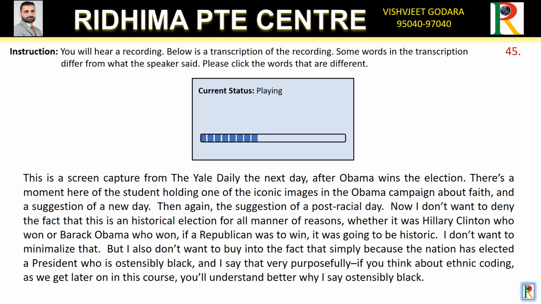Now, I don't want to deny the fact this is an historic election for all manner of reasons, whether it was Hillary Clinton who won or Barack Obama who won. If a Democrat was to win, it is going to be historic. I don't want to minimize that.